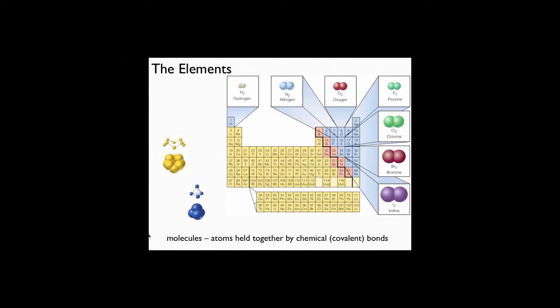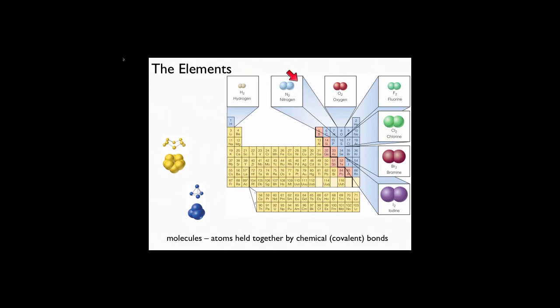Now, very few elements on the periodic table exist just as discrete atoms, except for the noble gases, so neon and argon and krypton. They will exist as single atoms, but most of the other elements, even in their pure form, exist as molecules. And molecules are atoms held together by chemical bonds, in this case, since we're talking about nonmetals, covalent bonds. So for instance, pure hydrogen doesn't exist as just an H atom, but instead as H2, a diatomic hydrogen molecule. Nitrogen is very similar.